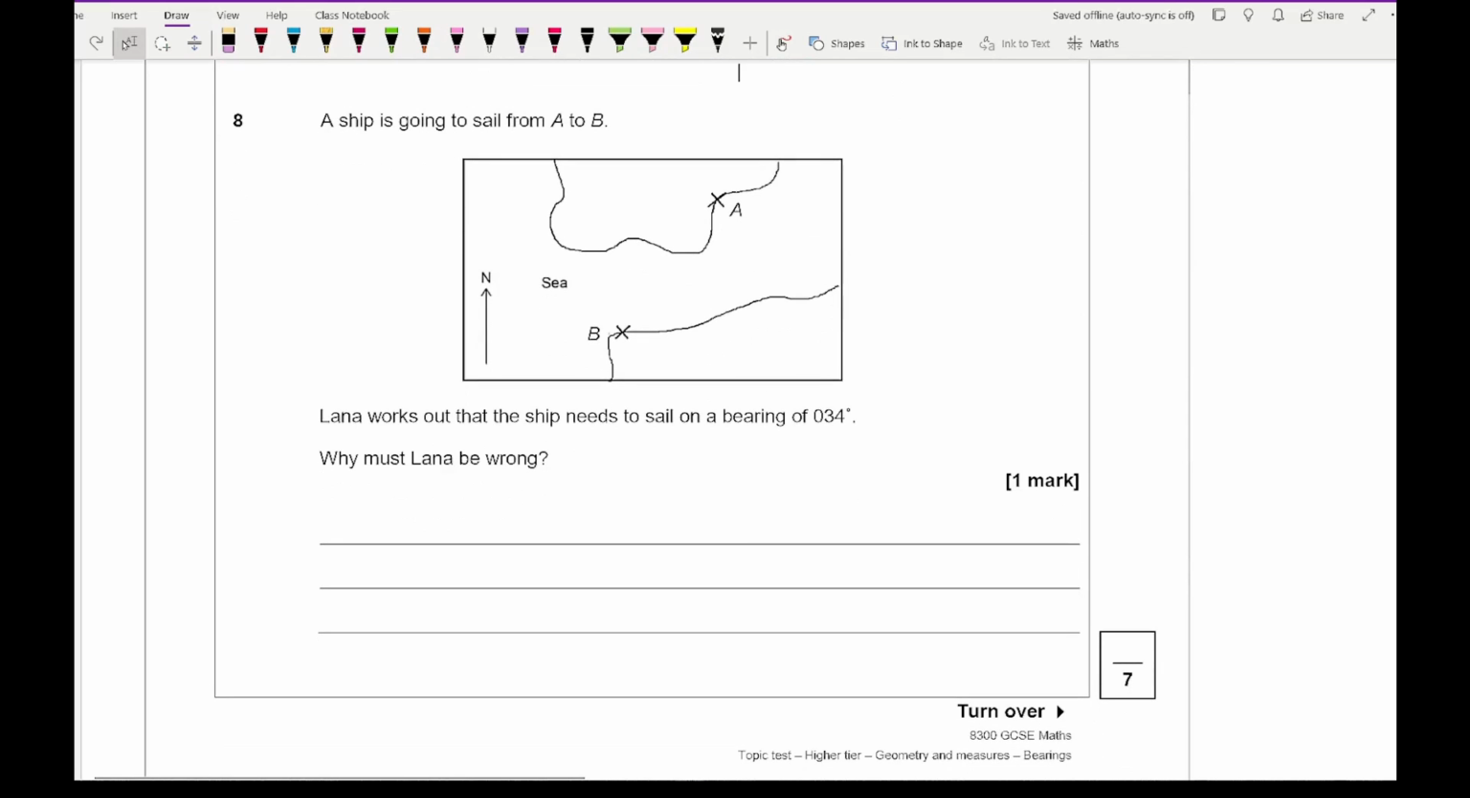Then for question 8, it says that a ship is going to sail from A to B, and it says Lana works out that the ship needs to sail on a bearing of 34 degrees. Why must Lana be wrong? Well, if they're sailing from A to B, then they're going to be sailing along this line here, and if I draw a north line, then this is the bearing that I'm wanting.